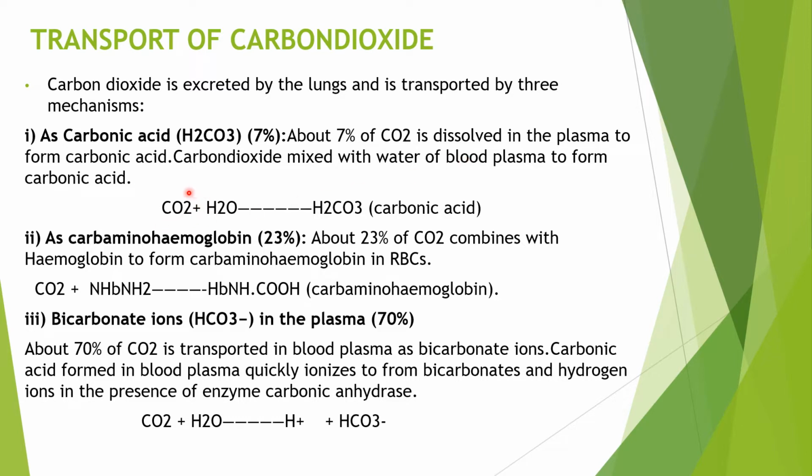That is, carbon dioxide reacts with water to form carbonic acid. About 23% of the carbon dioxide gets combined with the hemoglobin present in the RBC to form carbaminohaemoglobin. And the remaining 70% of the carbon dioxide is transported in the blood plasma as bicarbonate ion. That is, the carbonic acid dissociates to form the H plus ion and the bicarbonate ion in the presence of the enzyme carbonic anhydrase.